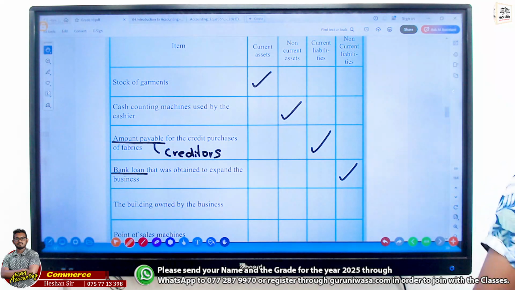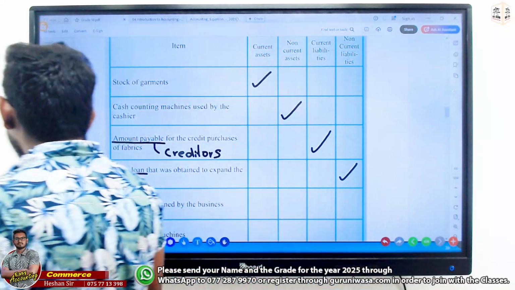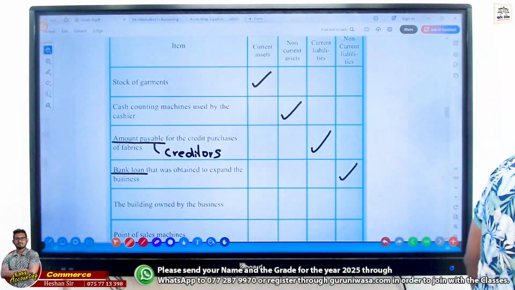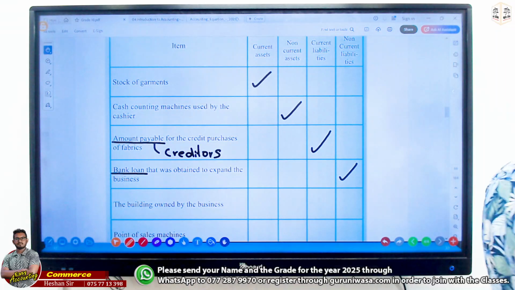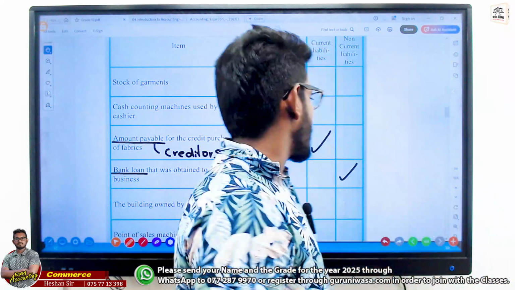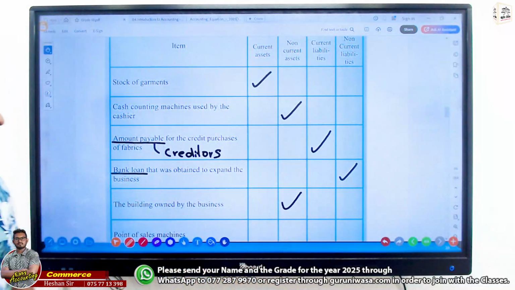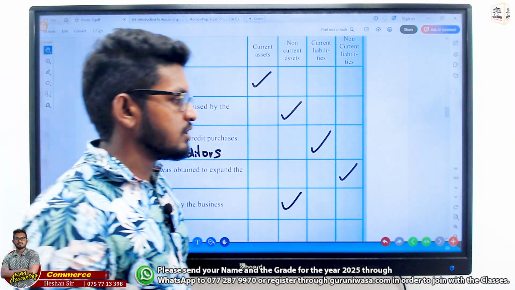Right. Next one. The building owned by the business. Non-current asset. Yes, it is an asset. Which kind of an asset? Non-current asset. It belongs to the business. We expect to use it more than 12 months.